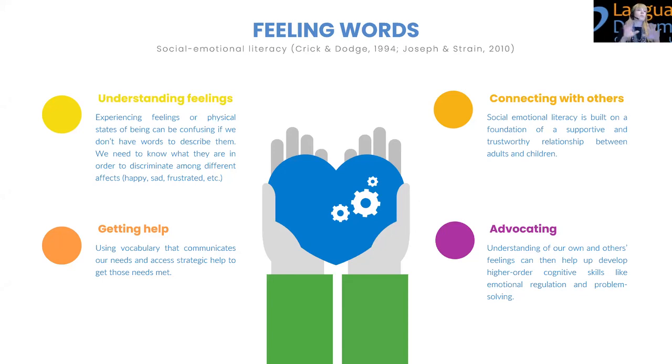To go over this and orient you, because the print isn't as pretty as I was thinking it was. Feeling words are considered social emotional vocabulary. And in this area that we are all talking about in terms of oral language, social emotional literacy is its own thing. It's been researched and discussed for decades now. Crick and Dodge and Joseph and Strain are going to be the big names in that area. And what they describe feeling words as functioning as are, one, words that help us understand our feelings.